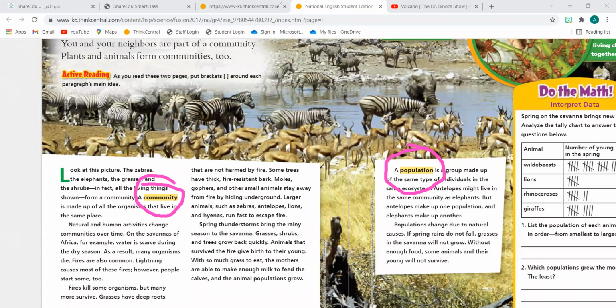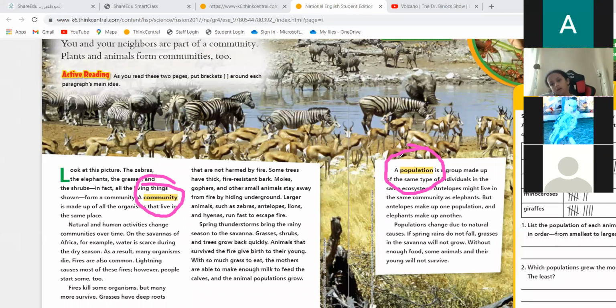Where are you guys? I can't see anyone. Only Dana? Only Dana is opening her camera? Thank you. I want to open my camera, but my camera is broken. What about the others?